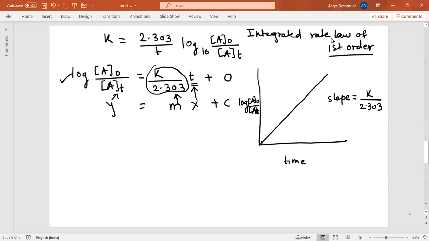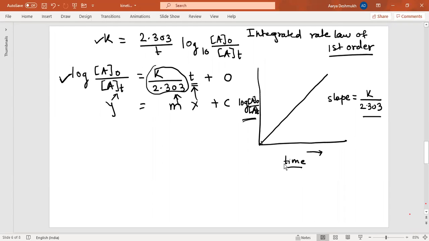Okay. Now the graph of log a0 by a versus time is a straight line passing through the origin, and this is your slope. So the same equation, that is the integrated rate law, can be represented graphically this way also. So this is another way. So you need to remember the equations in the rearranged form and apply the straight line equation to those. So we are getting such a graph.